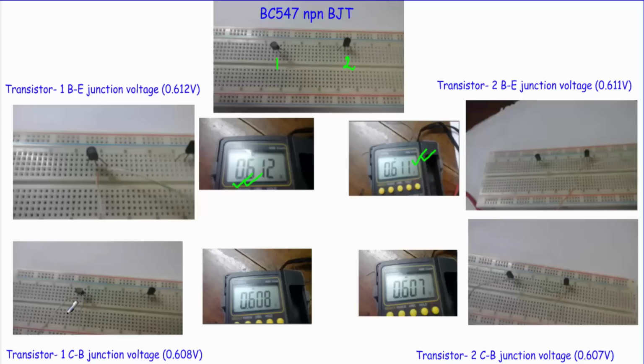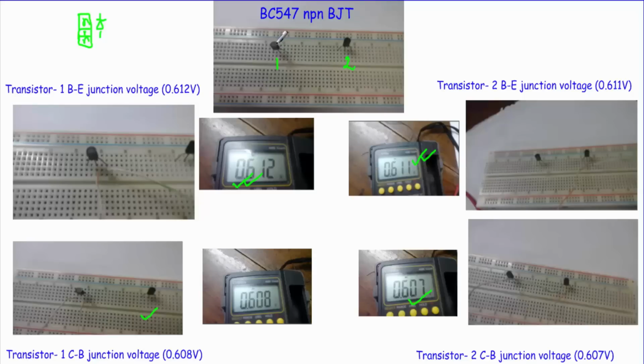If I measure the collector to base voltage, because this is an NPN transistor, it will have two PN junctions. One is from base to emitter and another is from base to collector. Here our transistor 1 has shown collector to base junction voltage 0.608 volt, whereas our transistor 2 is showing collector to base junction voltage 0.607 volt. This indicates that although they are from the same family, they don't have identical doping profile.